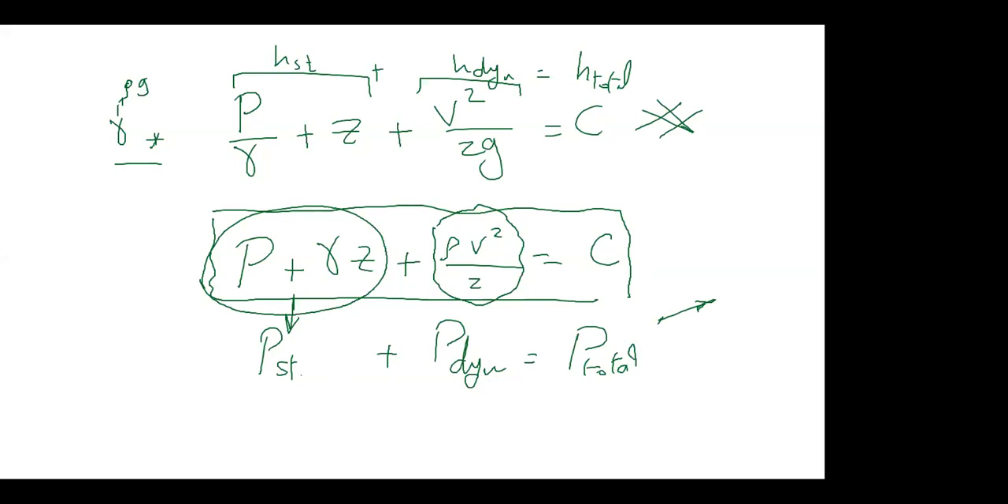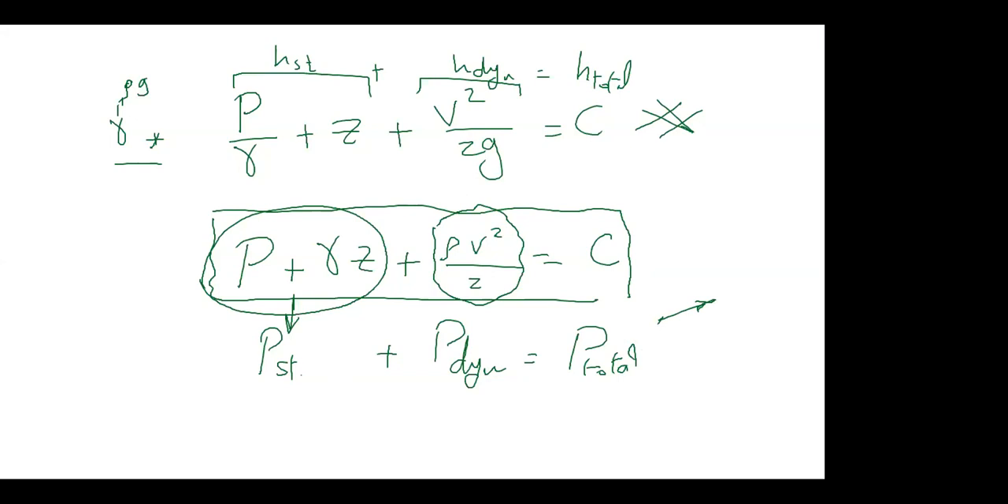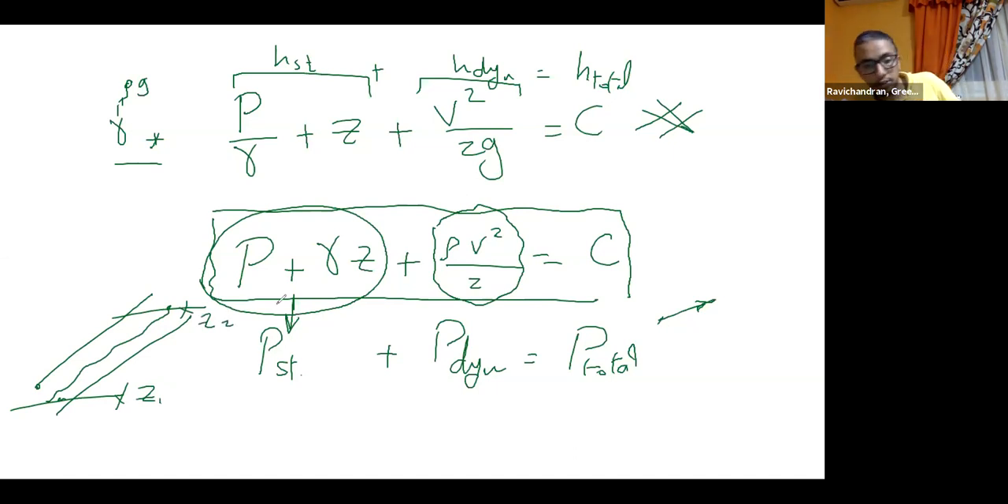Sorry, doctor, I got lost. What is Z? Z is elevation. Like this, this is elevation 1, this is elevation 2. If you study the change that happens along the streamline over this distance, elevation 1 and elevation 2. Understood? Here, I just put in the charger. Just one minute.